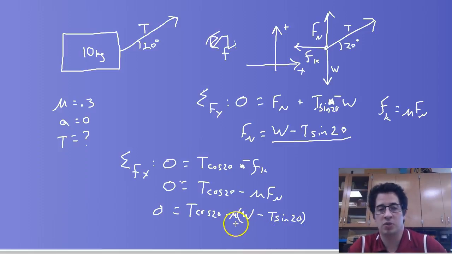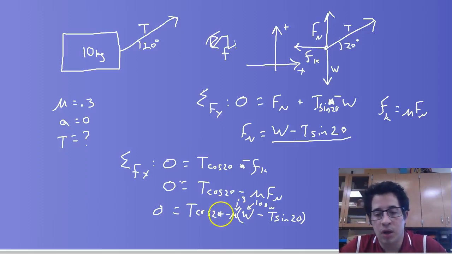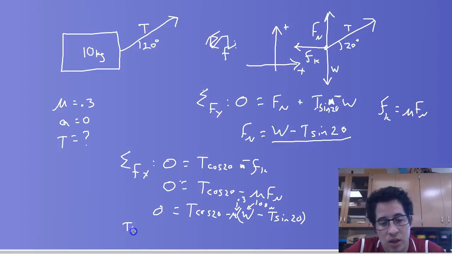At this point, it becomes a bunch of algebra. We know that mu is equal to 0.3. We know that W is equal to mg, 10 kilograms, so we'll say that W is 100 newtons. And then we can solve it from there. We can also say that T cos of 20 has to be equal to negative mu times 100 minus T sine of 20. And then from here, it's just working it out.